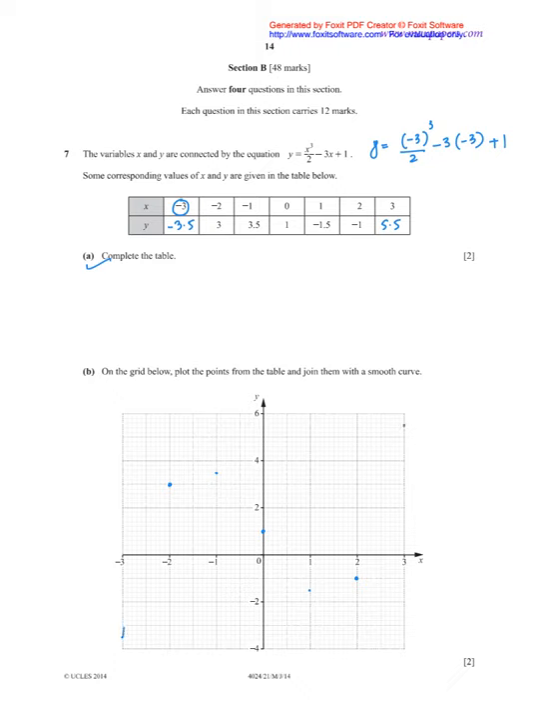Now we need to join them with a smooth curve. Make sure to connect all those points. So that's how your curve looks.